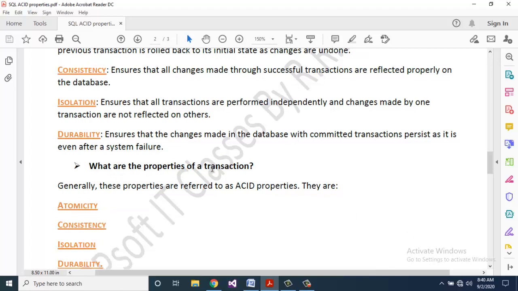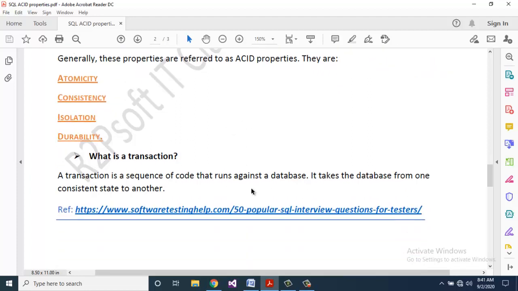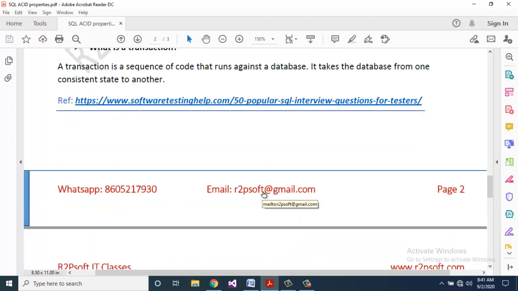What are the properties of transactions? Generally, these properties are referred to as ACID property. They are atomicity, consistency, isolation, durability. What is transaction? A transaction is a sequence of code that runs against a database. It takes the database from one consistent state to another.